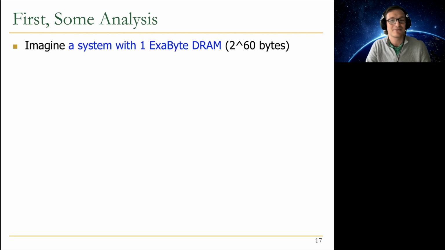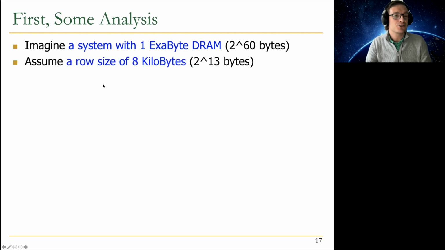So imagine a system with 1 exabyte DRAM. I'm going to just make it up, 2 to the 60 bytes. And in fact, supercomputers actually have this. Well, almost have this. They're going to have this if they don't have it today. So certainly they were at petabytes recently. I don't think they've reached exabytes yet, but I see no reason why they will not reach it. And assume a row size of 8 kilobytes, 2 to the 13 bytes.